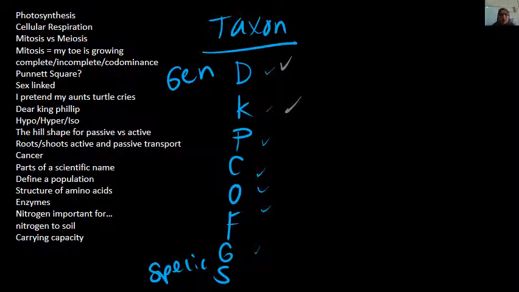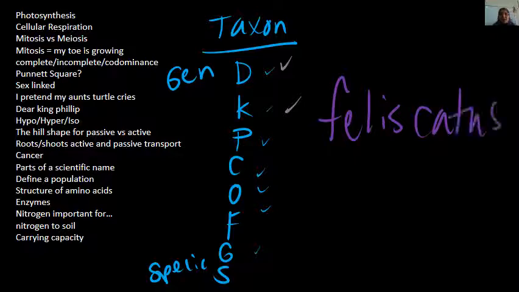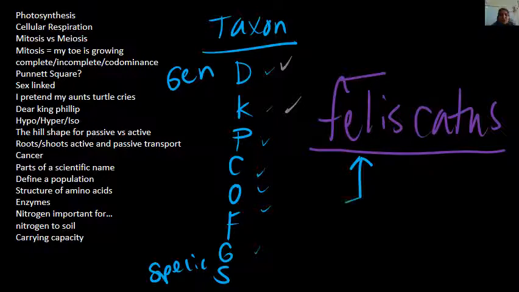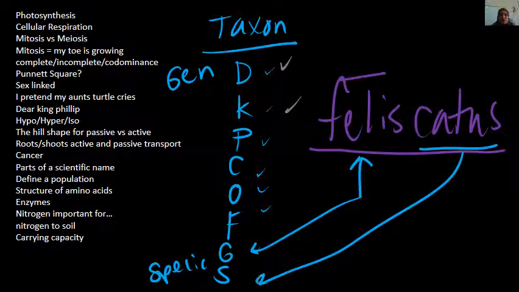One other thing I wanted to remind you of is whenever we write scientific names. So let's say, for example, my scientific name is Felis catus. This is my scientific name. The first word should be capitalized and it should be underlined or italicized. The first word right here, Felis, is going to be the genus. The second word right here is always going to be the species.